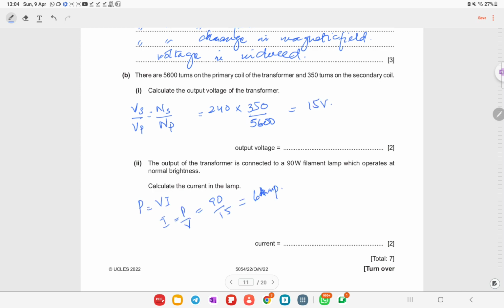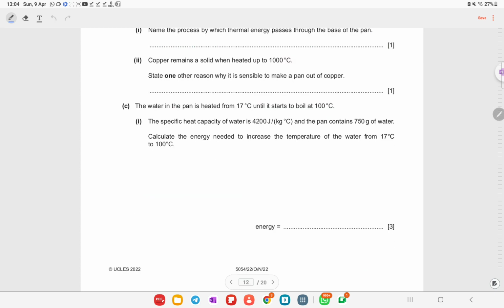Okay, the next question is this. The output of the transformer is connected to a 90-watt filament lamp which operates at normal brightness. Calculate the current. So we know the formula P equals VI, and we have to make I the subject. So P divided by V is going to be 6 ampere. So the final answer will be 6 ampere for this question.